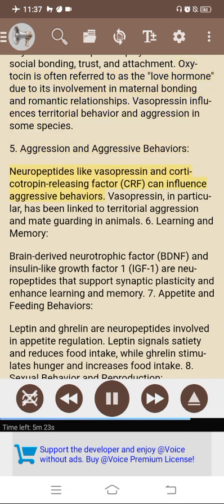5. Aggression and aggressive behaviors. Neuropeptides like vasopressin and corticotropin-releasing factor (CRF) can influence aggressive behaviors. Vasopressin, in particular, has been linked to territorial aggression in guardian animals. 6. Learning and memory. Brain-derived neurotrophic factor (BDNF) and insulin-like growth factor 1 (IGF-1) are neuropeptides that support synaptic plasticity and enhance learning and memory.